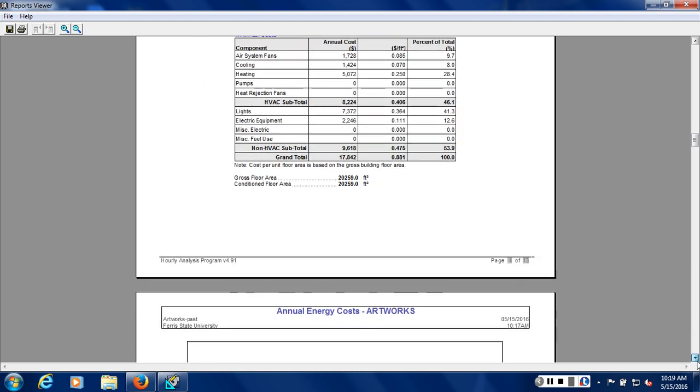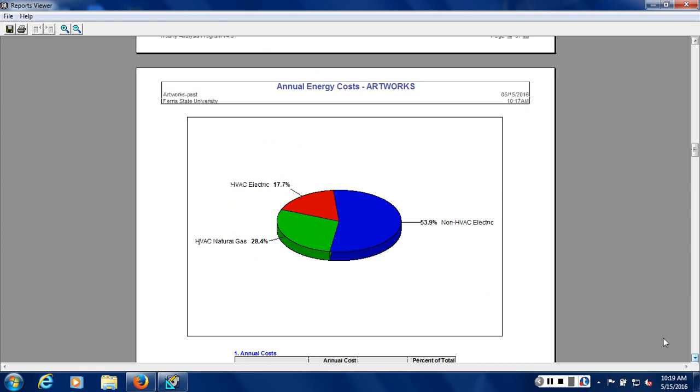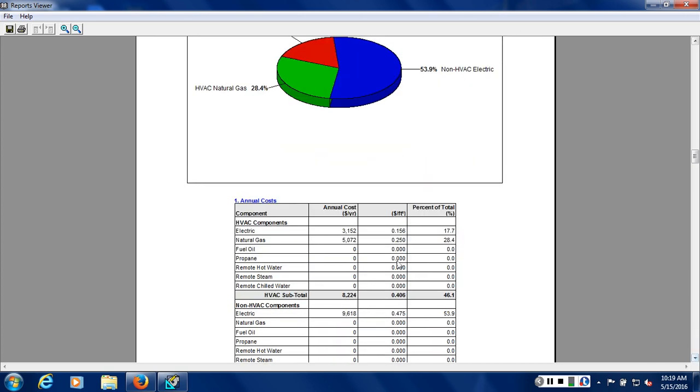Here's the annual energy cost: how much is non-HVAC electric costing, how much is HVAC electric, and how much is natural gas costing us. And again, the corresponding table. All four things have to be clipped out of here and put in the document.